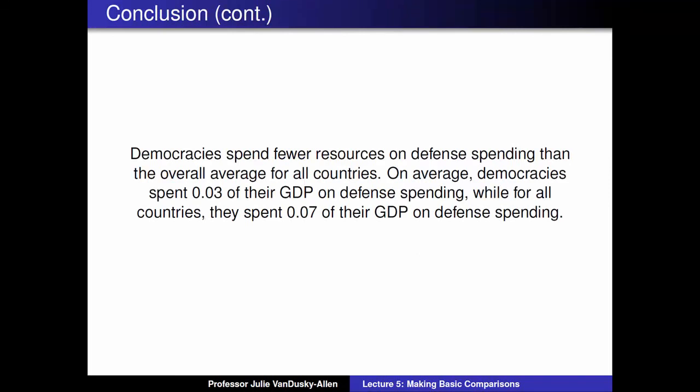So we can conclude that democracies spend fewer resources on defense spending than the overall for all countries. On average, democracies spent 0.03 of their GDP on defense spending, while for all countries they spent 0.07 of their GDP on defense spending.